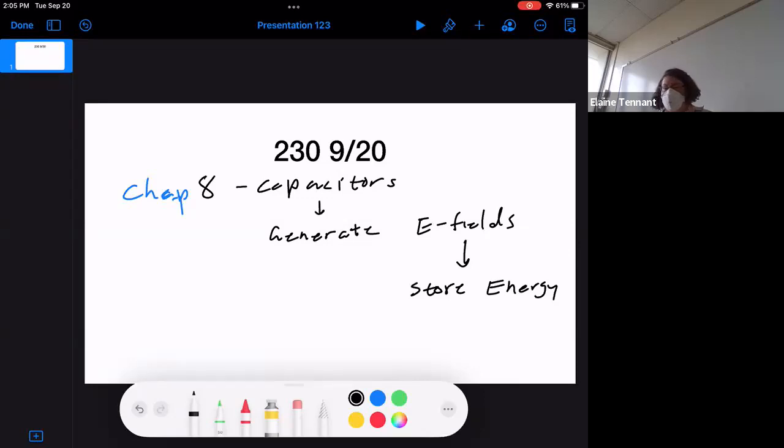So there is an energy in electric fields. And let me just stop and say, if anybody wants a mask, they're right there. Please help yourself. Thank you. That's why I have extra.